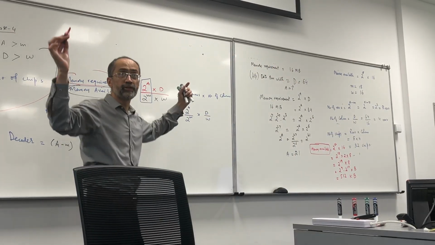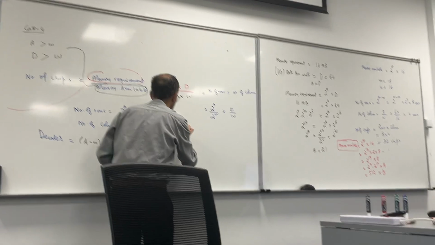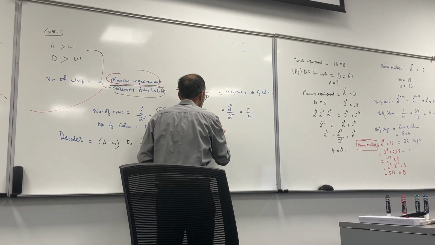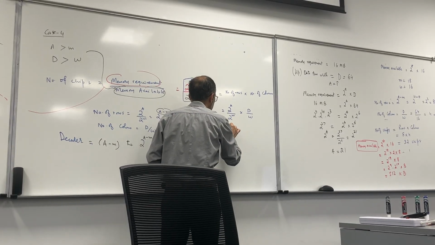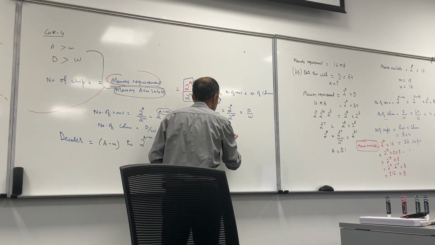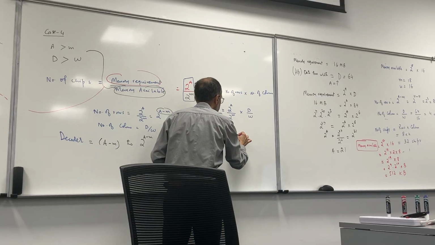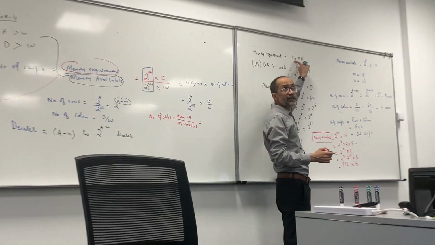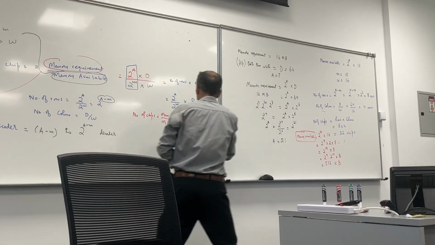Now again, if you want to calculate the number of chips, I'm using another formula. The number of chips will be equal to the main memory requirement divided by main memory available. What is now the memory requirement? In the form of 16 what? 16 MB?